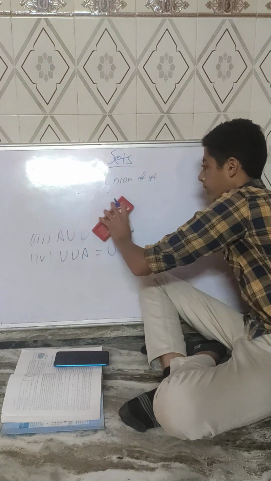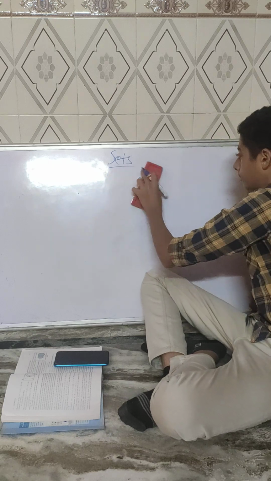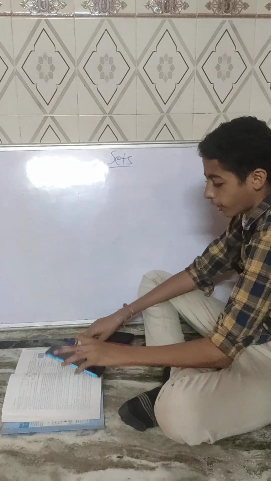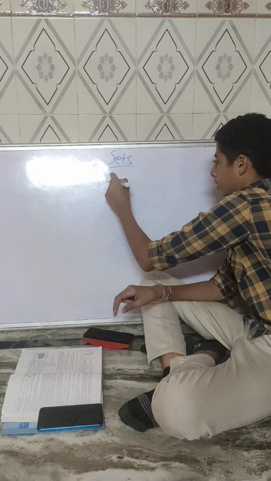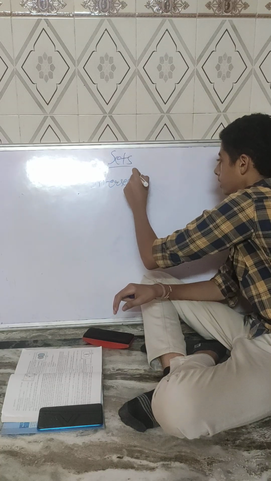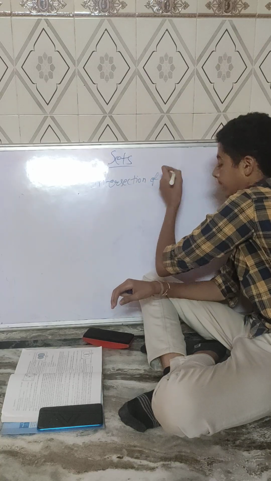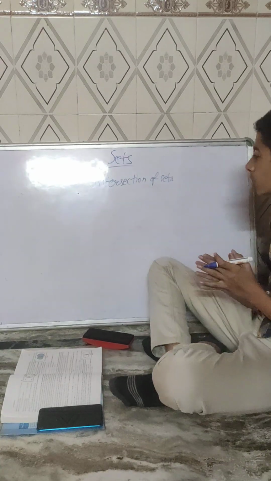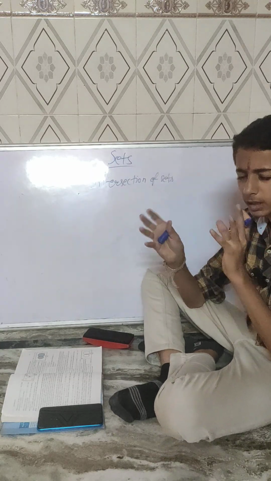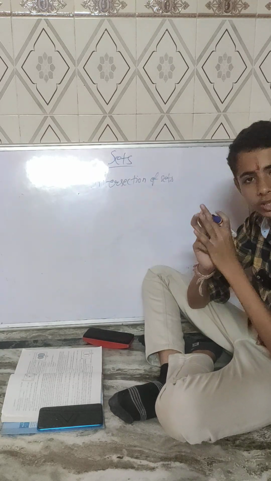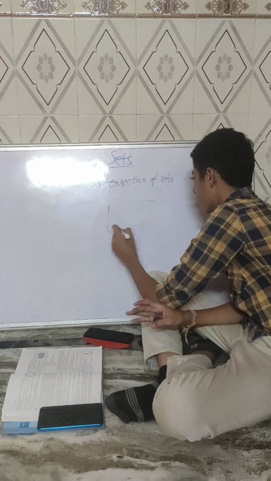Now the next topic is intersection of sets. What is intersection? As the name suggests, it is about whether two sets are intersecting with each other or not. So we will study this first with a Venn diagram.